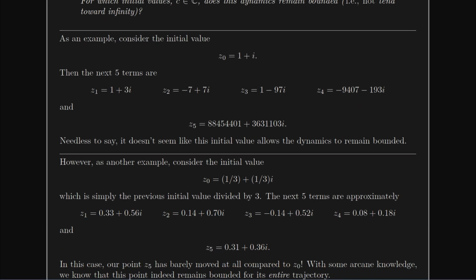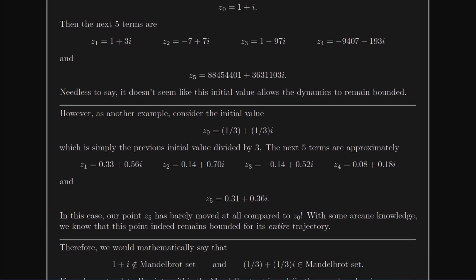bounded. But let's say maybe I divide that previous one, which was 1 plus i, by 3, and then I look at where it ends up. Well, after one step, I'm at 0.33 plus 0.56i. After 2, I'm at 0.414 plus 0.7i. At 3, negative 0.14 plus 0.52i. At 4, I'm at 0.08 plus 0.18i. And at 5, I'm at 0.31 plus 0.36i, which is kind of ironically pretty close to these two numbers.